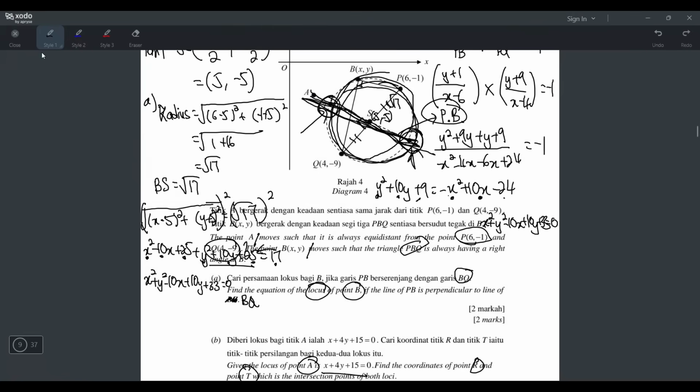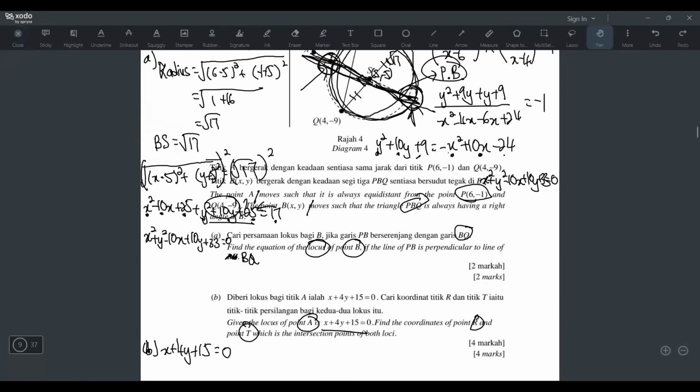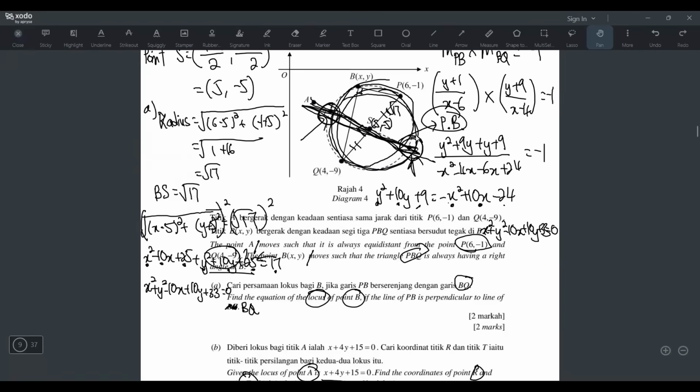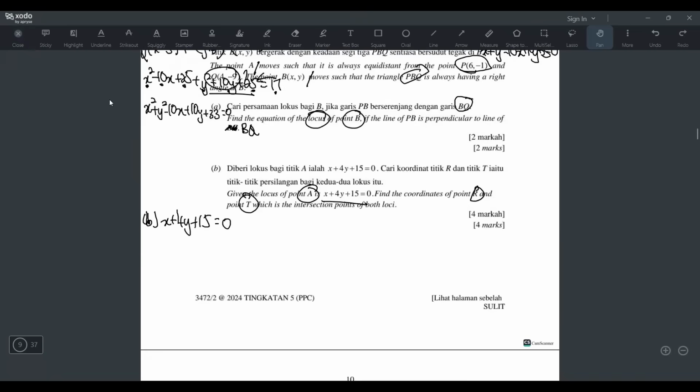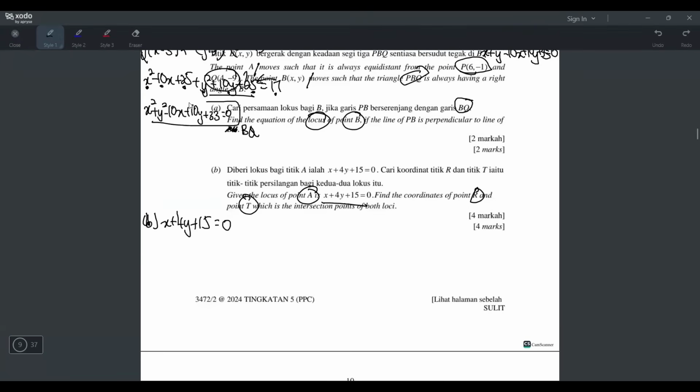So how do we find the intersection? You do simultaneous equations. That's how you find the intersection point. You take the equation of both locus and then do simultaneous. So what is the equation of the circle? This one. What is the equation of the straight line? This one. When we do simultaneous, you can do the substitution method or the elimination method. I will do substitution. So first I will try to make x the subject.